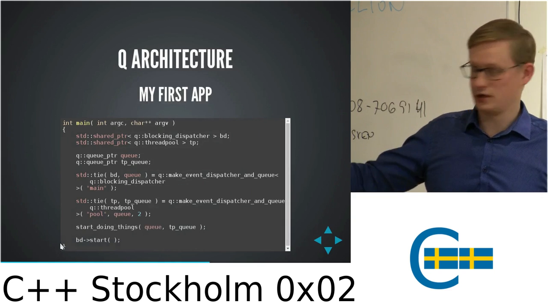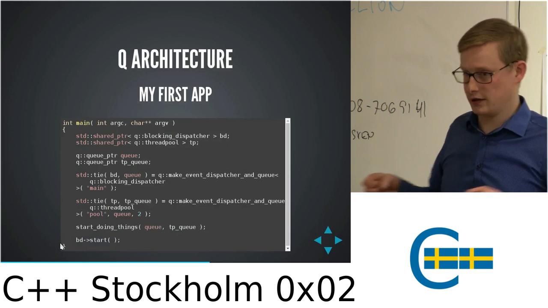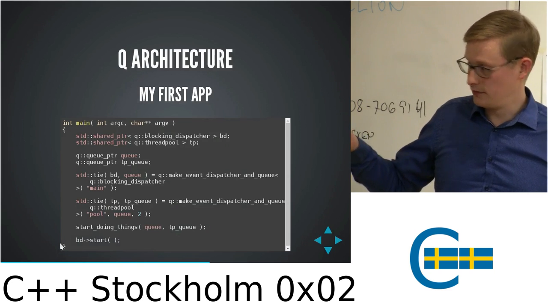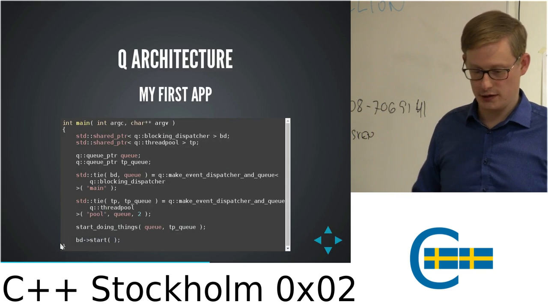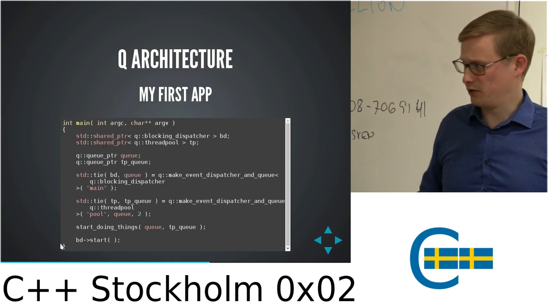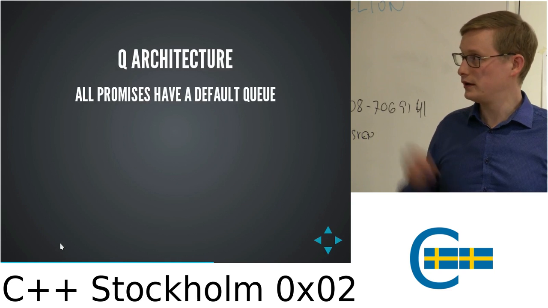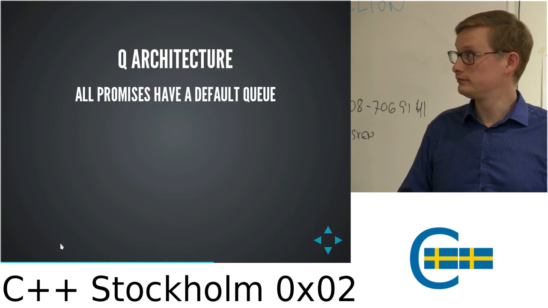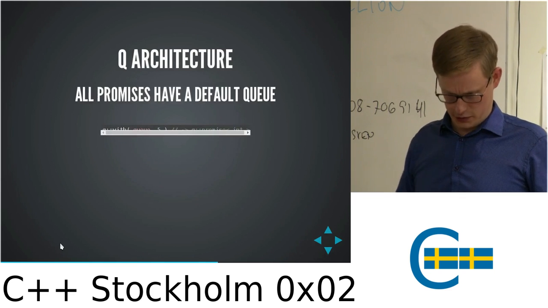So let's do something. Before you start blocking main, you need to actually bootstrap your program. And you do that by dependency injecting the queues. The queues are the key. We can ignore the dispatch and mumbo-jumbo things. As long as we have queues, we're good. Why? Because all promises must have a default queue. And the reason for this is that if we create a promise, fantastic.